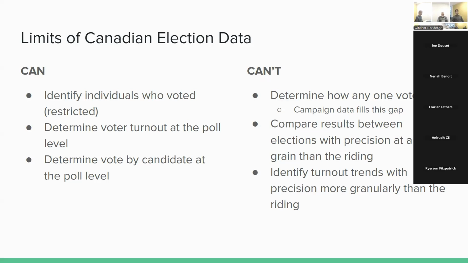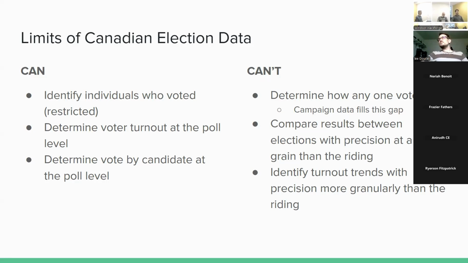So campaigns try to fill this gap in different ways, and we'll talk about the data that campaigns collect and the ways that they try to model electors to better understand how people might vote and what might motivate people. You also can't compare results between elections with precision at a finer grain than the riding, for all the reasons that I've stated, unless you're ready to do a real big pile of manual work.